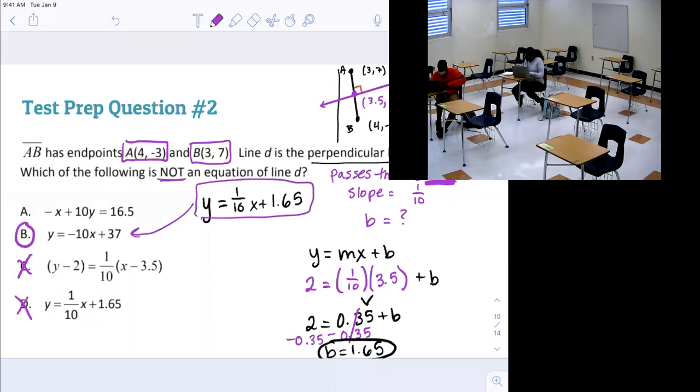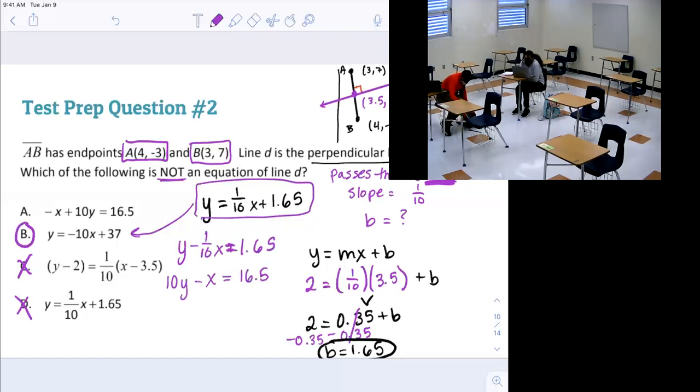And A, Daniel, is correct because it's what you get if, let's see, how did they get it? They subtracted 1/10 x from both sides. So instead of doing that, they multiplied everything by 10. So that's why they got 10y minus x equals 16.5. So you can get A if you multiply everything by 10.